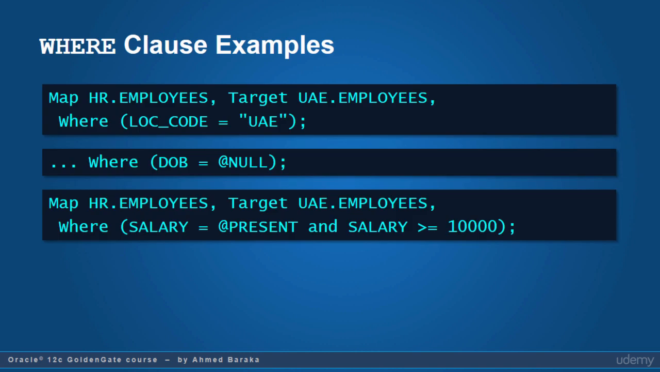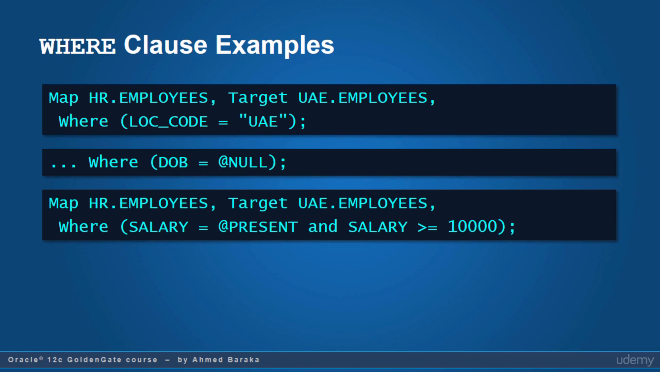The first example in this slide is showing how to replicate only employees whose location is in UAE to the target database. Please notice that this filter is applied using the MAP parameter, which means the replicate process will apply it. In this case, all the data has actually been transferred from the source to the target. And then the replicate process will apply this filter to select which row to apply. The second example is filtering the employees whose date of birth is null. The third example is filtering the employees whose salary is greater than or equal to 10,000.